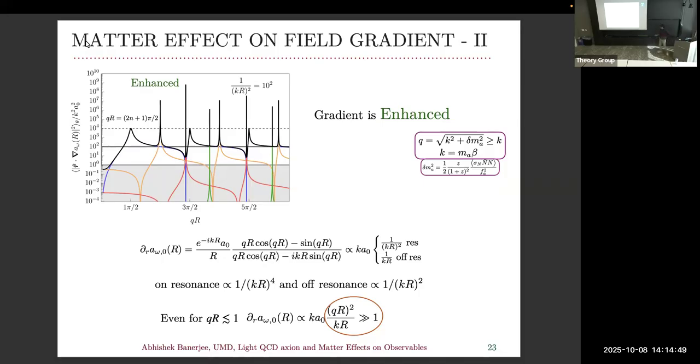Fine. And if I square it, because that's what we look at in the power spectral density, then it's 1 over kr to the power 4 and 1 over kr squared. Another thing you notice here, which did not happen for the last one, is that even for qr less than 1, for the amplitude, we did not find any effect. It was all the same. But here, it's actually enhanced by qr squared over kr. Again, you can just expand these expressions and see it. So the gradient seems to be the most economical thing for axion searches at this moment.